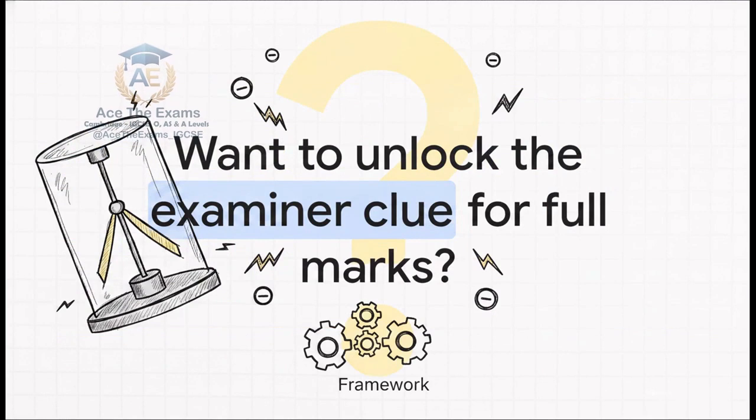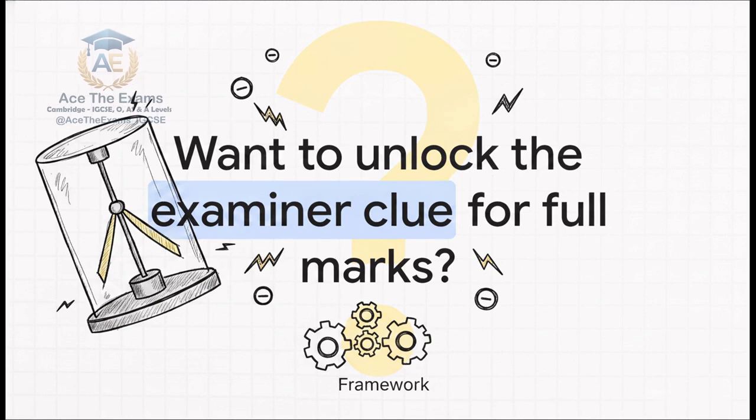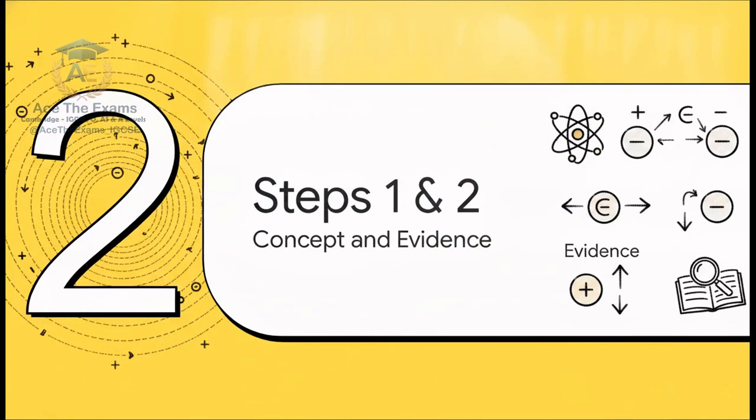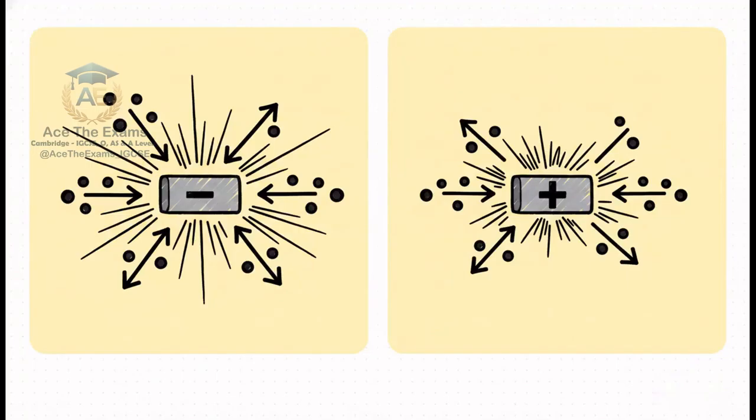Now, in a moment, I'll show you the examiner clue regarding the gold leaf electroscope that changes the answer completely. But first, we absolutely need to master the framework that actually makes that clue obvious to you in the first place. Let's jump into steps 1 and 2, concept and evidence. We're going to build this using the foundational concepts of electrostatics. So let's look at the fundamental mechanism at play here.